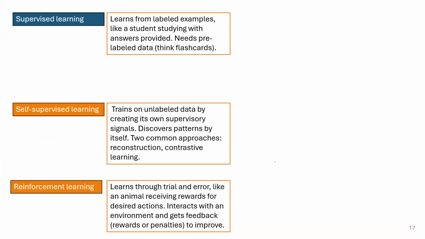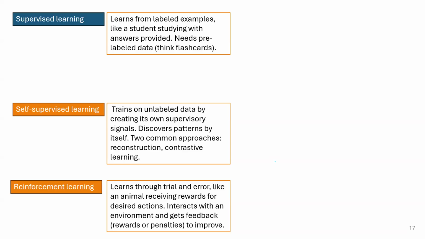Okay, so now a little bit about learning paradigms. First of all, supervised learning. In supervised learning, we learn from labeled examples, like a student studying with answers provided. So it needs pre-labeled data like flashcards. For example, you have a folder called cats folder, a folder called dogs folder, a folder called deer folder. All the cat images are in the cats folder, dog images are in the dog folder. So you can see they have been human labeled.